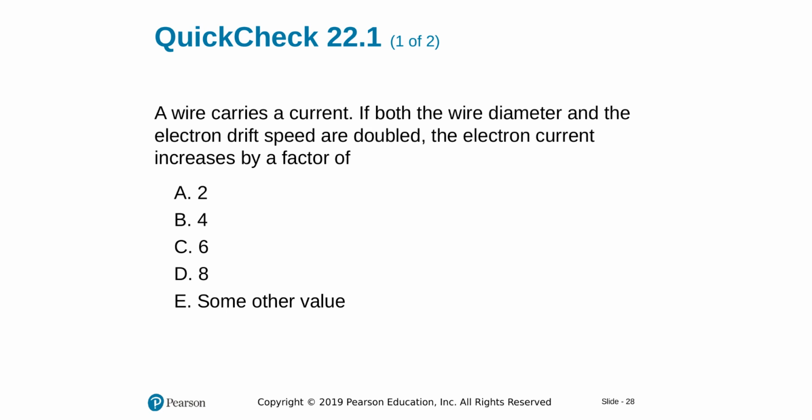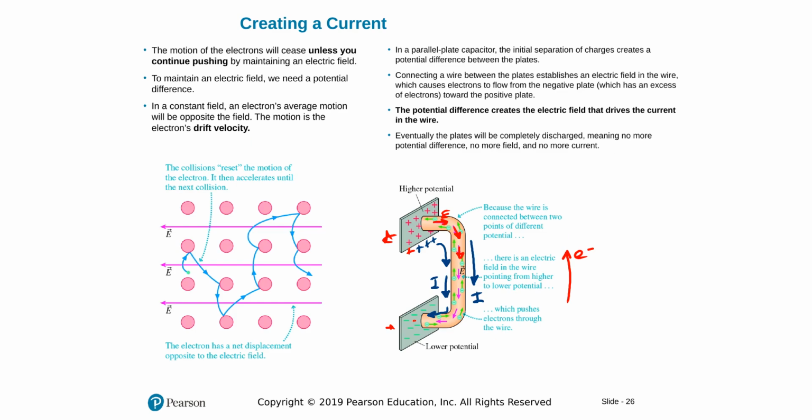A wire carries a current. If both the wire diameter and the electron drift speed are doubled... I forgot to mention here that the overall speed electrons go as they jump between atoms is called drift speed. Overall, electrons go in this direction, right in this figure, and they have a drift speed, drifting to the right.